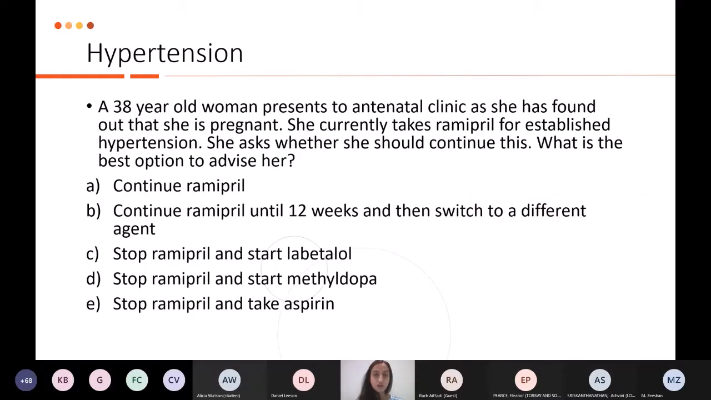So another common thing which usually presents in obs and gynae is blood pressure. We're kind of hot on blood pressure. So have a read of this one. You're in clinic, woman is pregnant for the first time. She's been seen by her midwife. Her midwife recognized that she's got a background of hypertension normally, which she takes ramipril for, and then she asks you, the doctor, to see her. What would you advise her best?